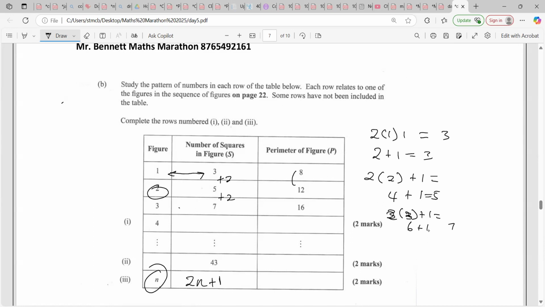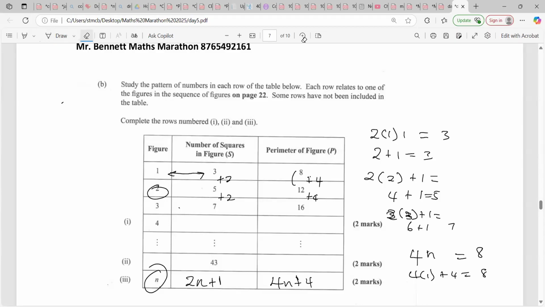Same thing for this one. We look at the difference. The difference is 4. So we multiply by 4, right? So 4 times the first one, which is n, and then do something and get 8. So 4 times 1, and then we can add 4 again to get 8, right? So I think this will be 4n plus 4. But we can check with the others to see if it actually works.